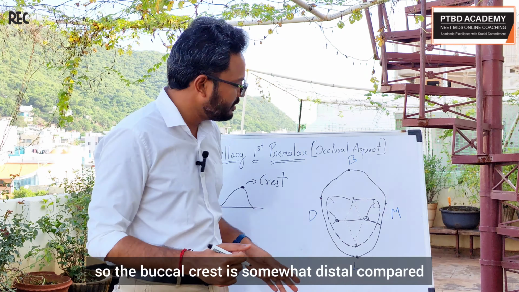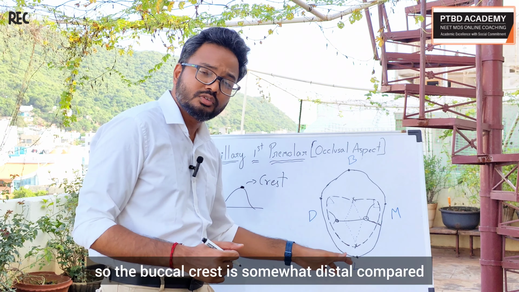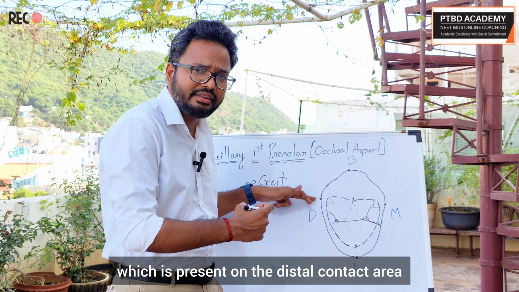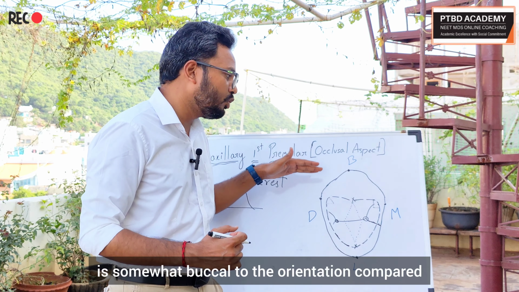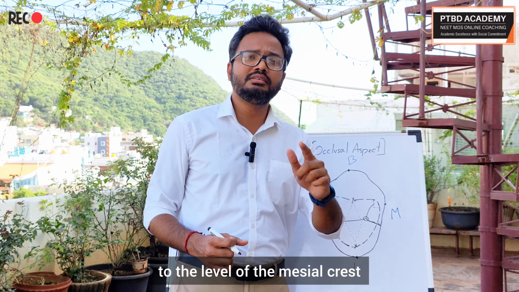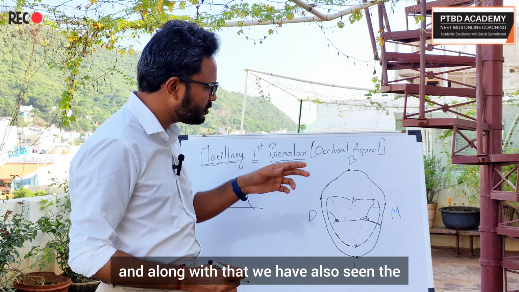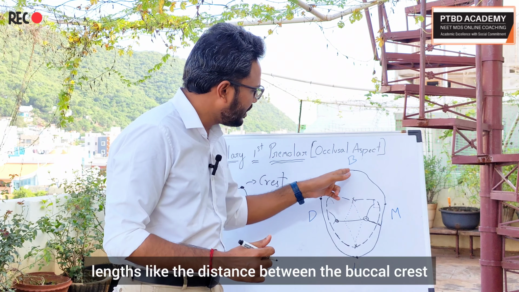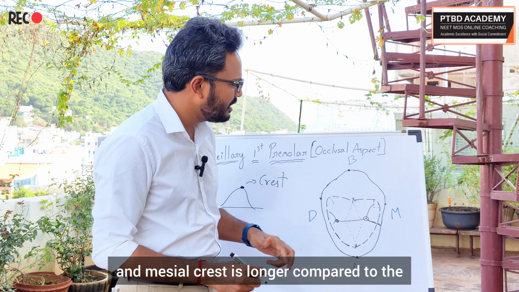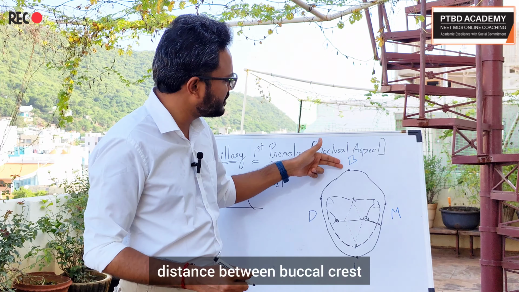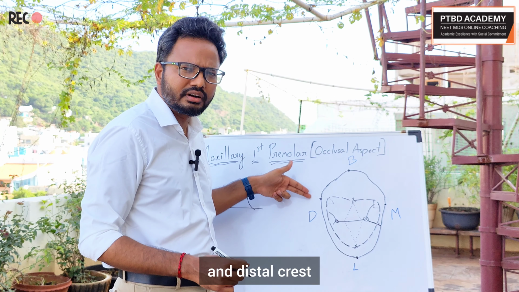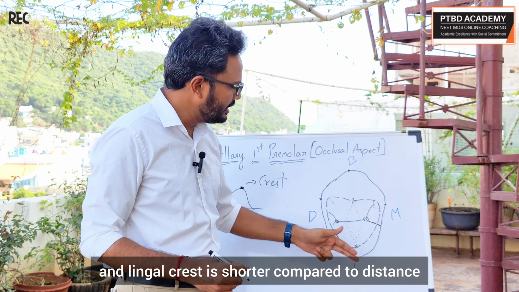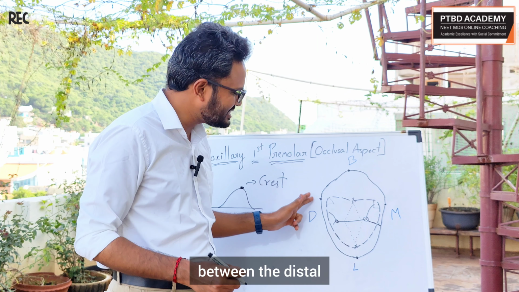So the buccal crest is somewhat distal compared to the lingual crest. Similarly, distal crest, which is present on the distal contact area, is somewhat buccal to the orientation compared to the level of the mesial crest. And along with that, we have also seen the lengths, like the distance between the buccal crest and mesial crest is longer compared to the distance between buccal crest and distal crest. And also the distance between the mesial and lingual crest is shorter compared to the distance between the distal and lingual crest.